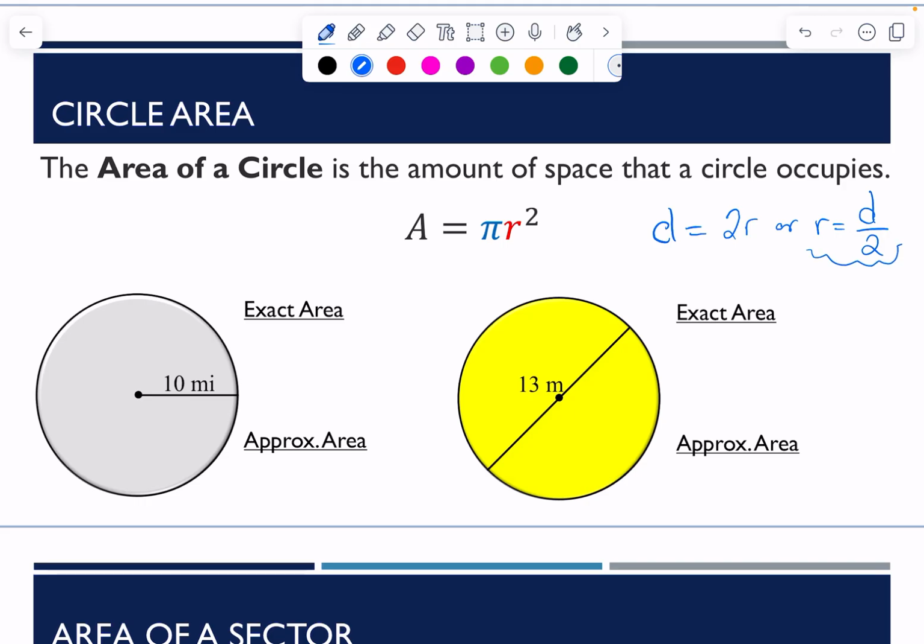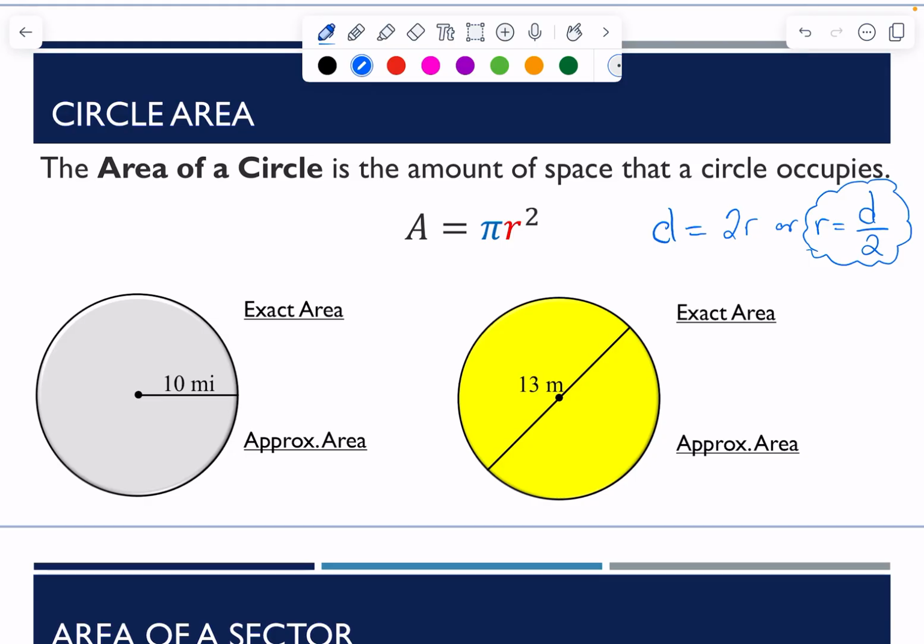So if you are given diameter, you're going to need to divide it by 2, get the radius, then plug into this formula. Now, just kind of like we did on the last section, section 1 there, we're going to do similar here where we'll be getting an exact value and then an approximate using calculators. Okay, so let's start in.